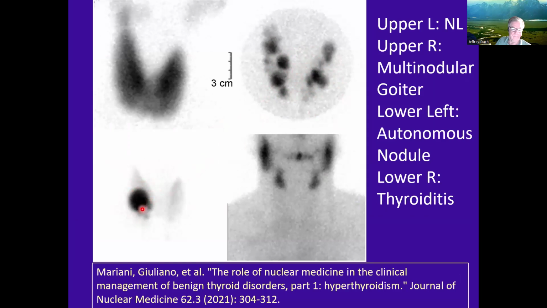Here we have another toxic autonomous nodule, a single autonomous nodule. So both of these patients are hyperthyroid, and as a matter of fact, all three of these patients are hyperthyroid. This patient has no visible thyroid, allowing the diagnosis of thyroiditis, which is characterized by low or no radioisotope uptake. Because there's so much inflammation in the thyroid gland, it cannot take up iodine. Instead, we see salivary gland uptake, but no thyroid uptake.